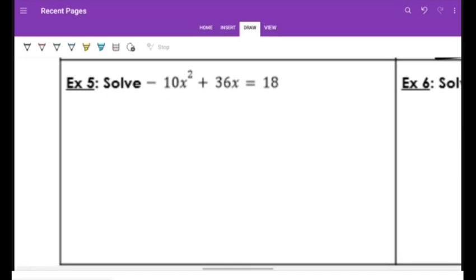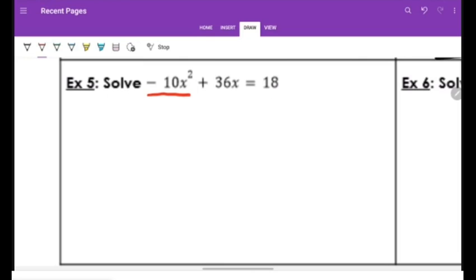For this next example, we need to get it into standard form equals 0. Now, we have two choices. We can either undo the right-hand side. If we do that, on the left-hand side, we would have a negative 10x squared in the front. Now, that is not ideal.